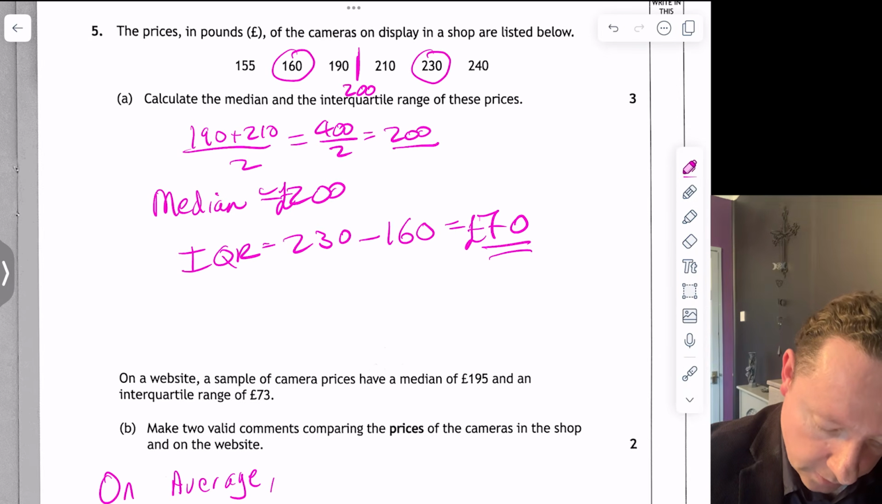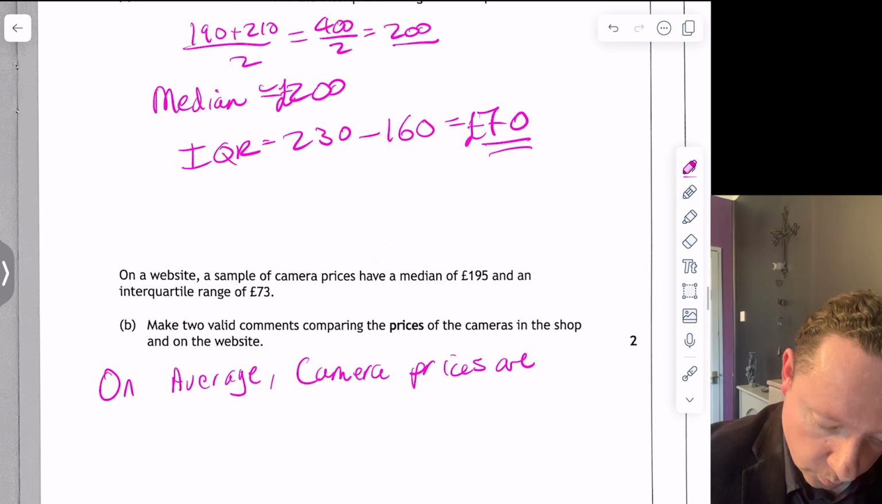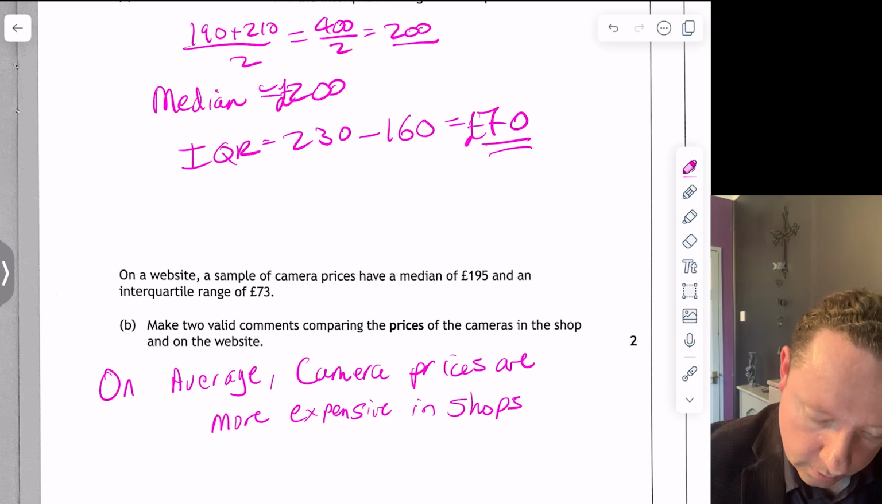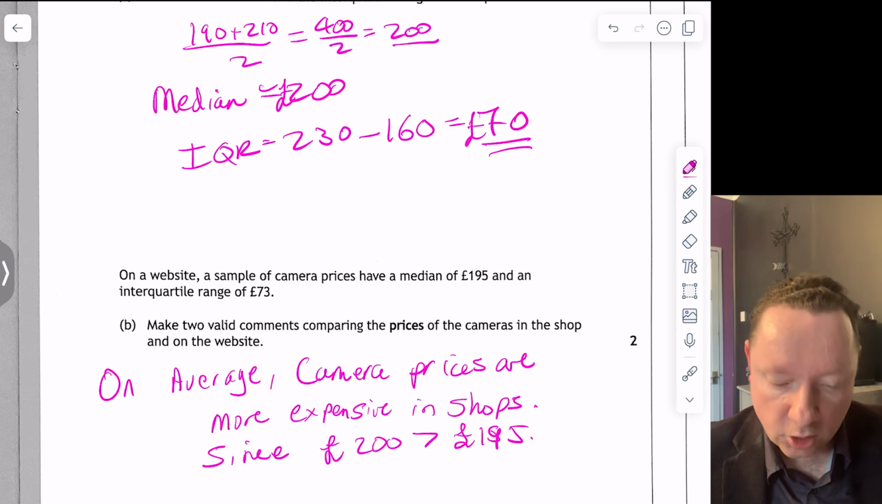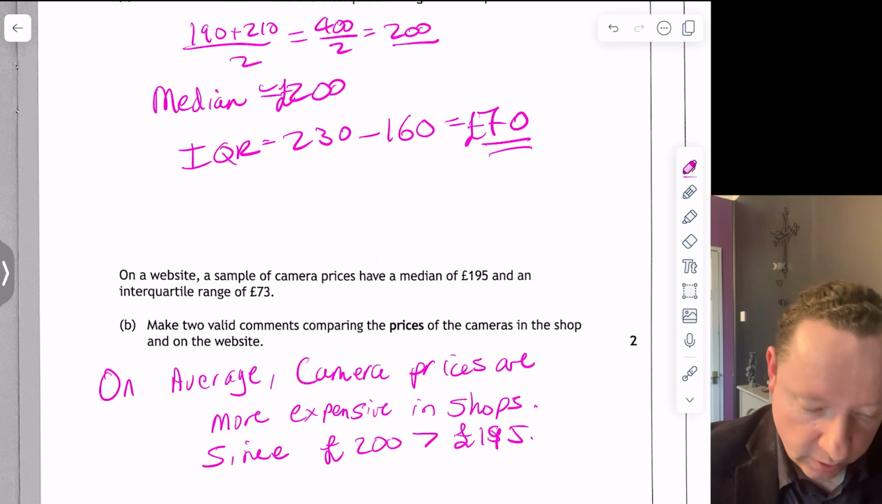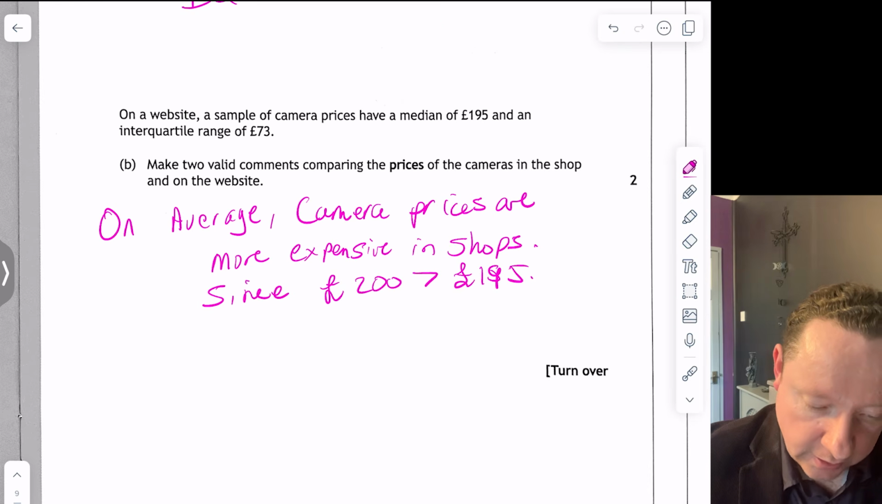And this is a website. So on average, camera prices are, and let's look at a shop, more expensive in shops, or bigger, more expensive or bigger in shops. And that's since, I always like this, £200 is bigger than 195. Now to compare the interquartile range. So that is a statement about variability. So my interquartile range for in shops was 70, but online it's 73.